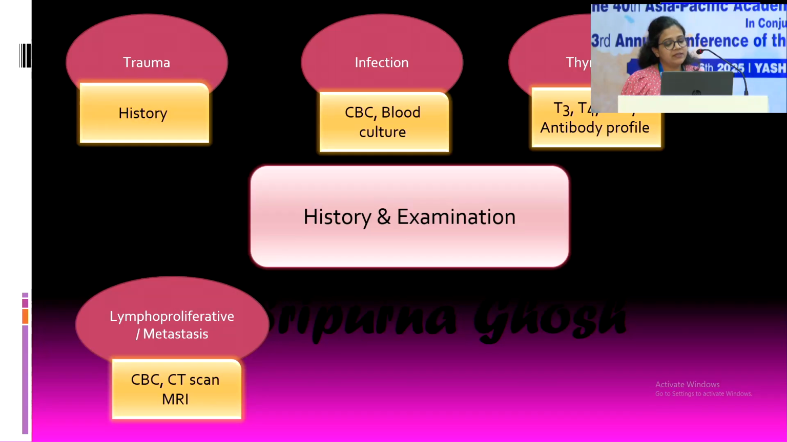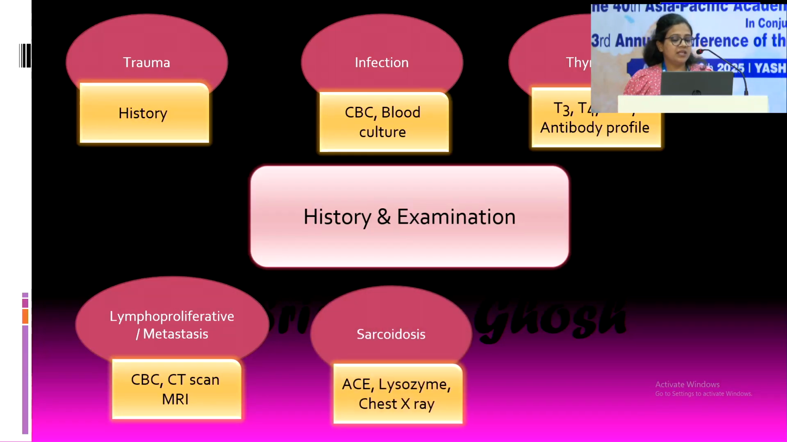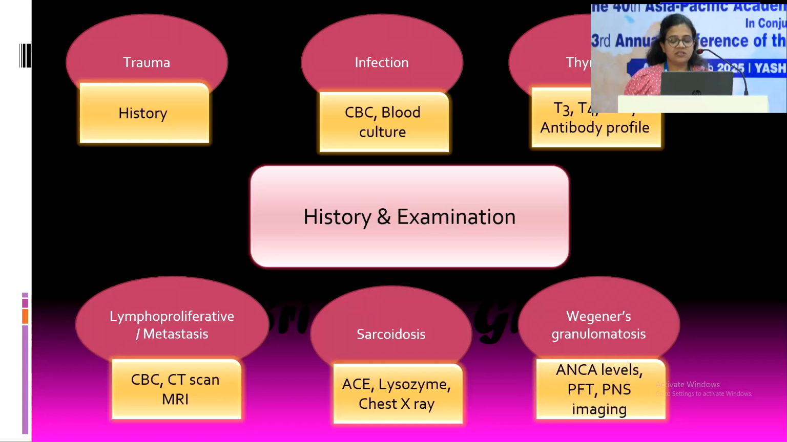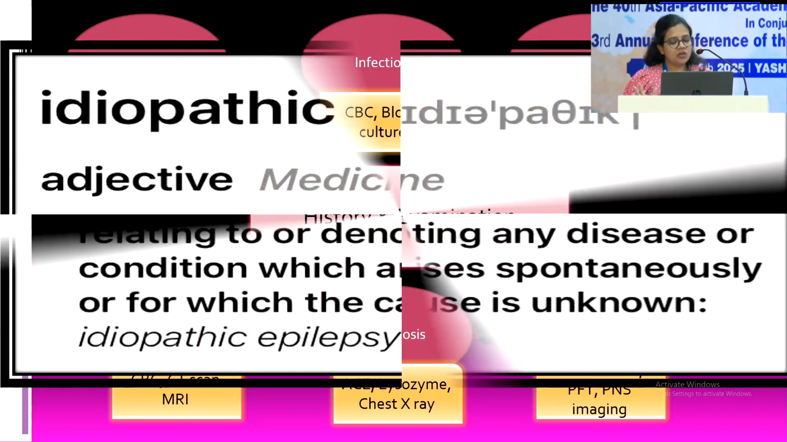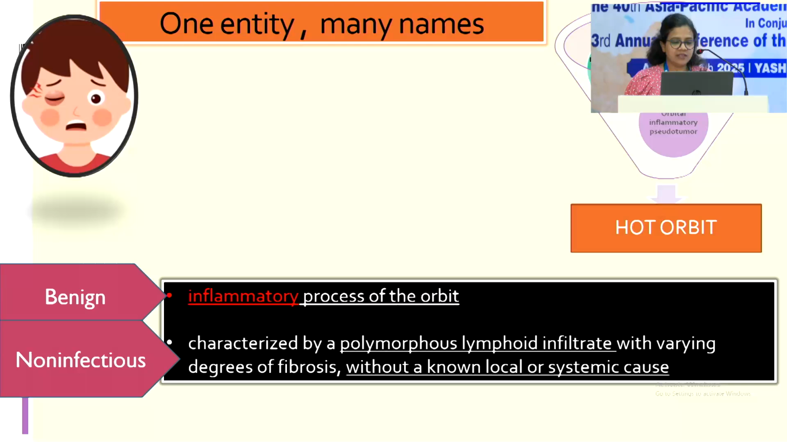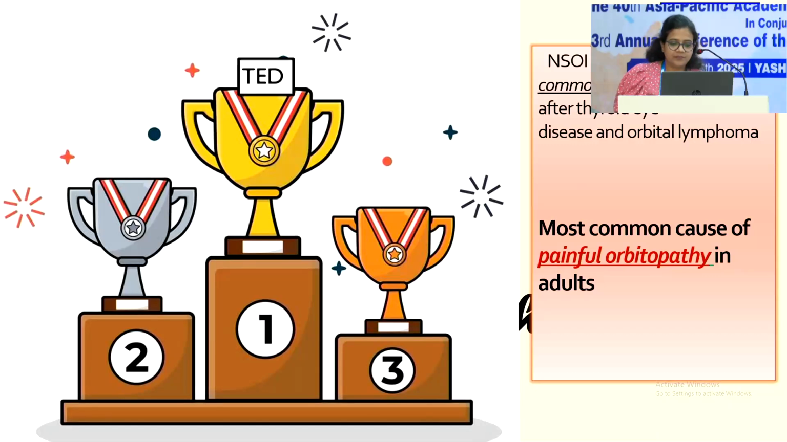For lymphoproliferative diseases, we have the CBC and imaging. For sarcoidosis, the ACE and lysozyme assays. And for Wegener's, the ANCA and the PNS images, to see whether there is any destruction of the PNS. When all are ruled out, then comes idiopathic inflammation. There have been many names, non-specific orbital inflammation or IOID, but it is benign, non-infectious, and often recurrent.